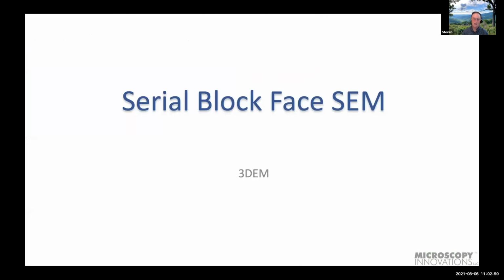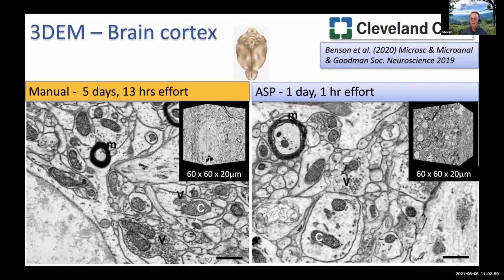We can also now look at serial block phase SEM, and these are the last set of examples I'm going to show you. So Benson and colleagues at the Cleveland Clinic, initially working with us and now certainly often running with these methods, were the first to demonstrate serial block phase 3D EM prep of brain with the ASP.